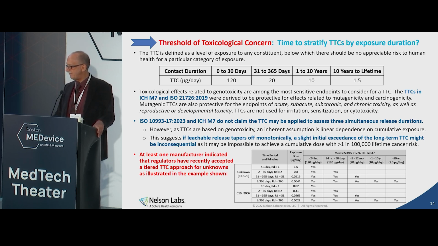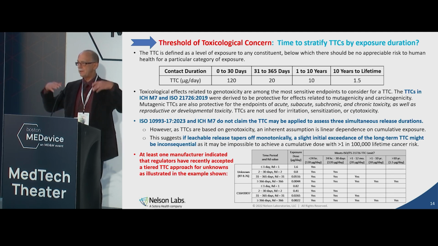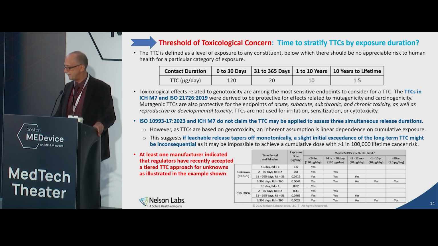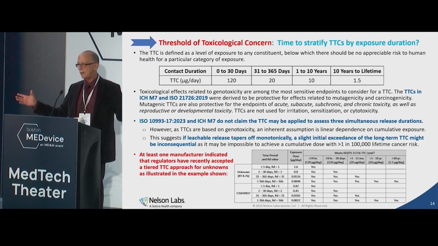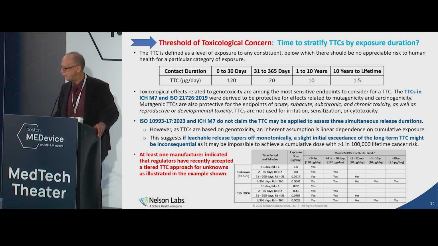The TTC is a level of exposure to any constituent below which there should be no appreciable risk to human health for a particular type of exposure. Well, the type that's relevant to this TTC here is the most conservative, which is genotoxicity, the most sensitive endpoint. And so ICH M7 and 21726 were designed to be protective for mutagenicity and carcinogenicity no matter what. They looked at the universe of the range of potencies of different chemicals and said a daily exposure for 10 years to lifetime, a 1.5 microgram will handle a level of safety for almost any carcinogen.